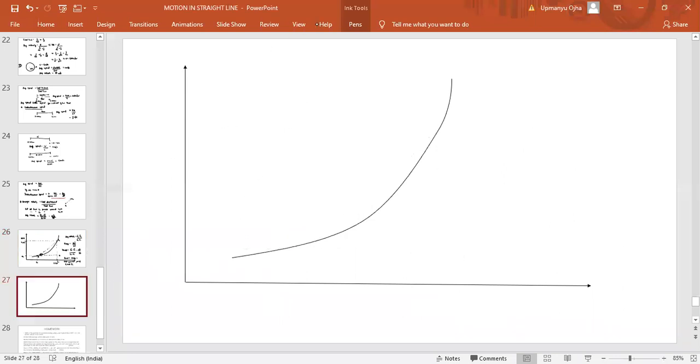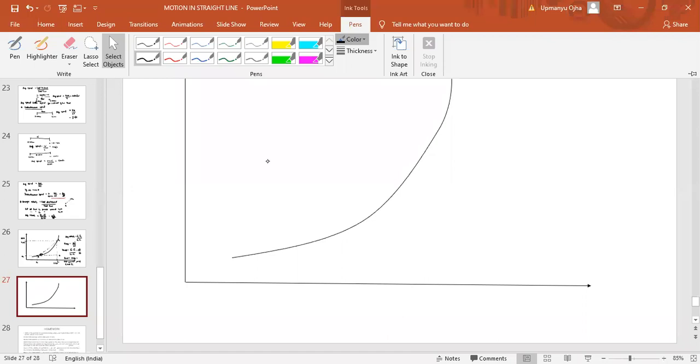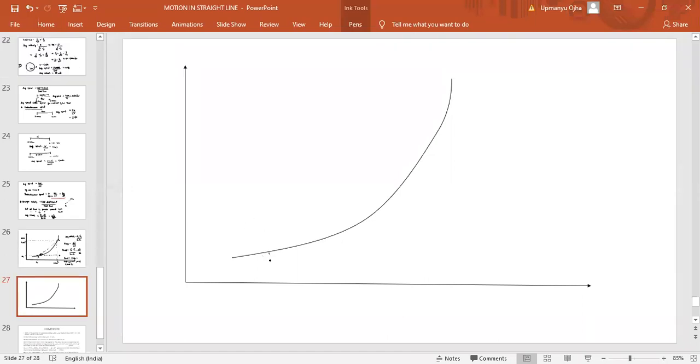So initially at T1 the particle was at x1, and at T2 the particle was at x2. Now if I reduce the time interval, meaning if T2 becomes here, the time interval has reduced. And if I take T2 very small, what will happen? If the time interval is very small, then the P1 and P2 points will be almost coinciding with each other.